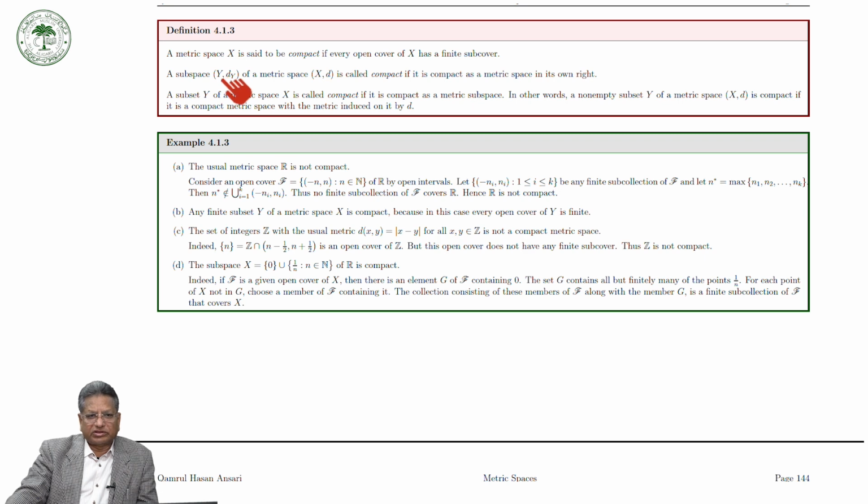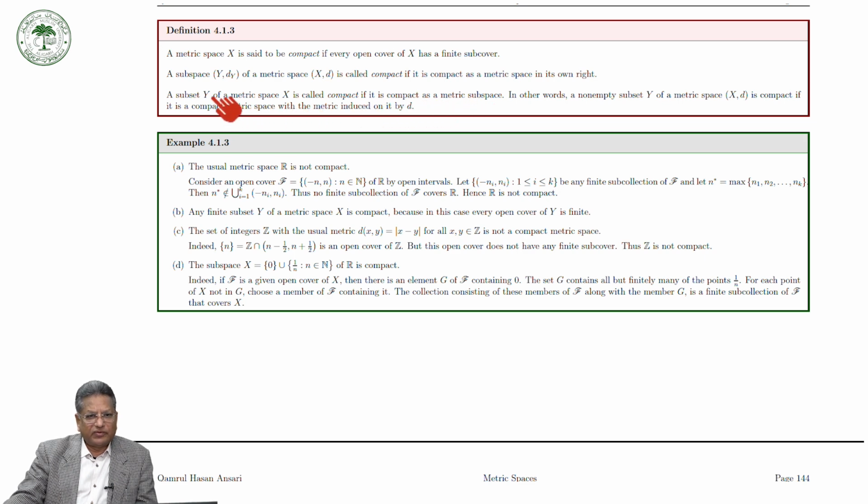When we talk about the subspace, we consider every open cover of Y by sets open in Y. If it has a finite subcover, then Y is called a compact space or compact subspace. A subset Y of a metric space X is called compact if it is compact as a metric subspace.